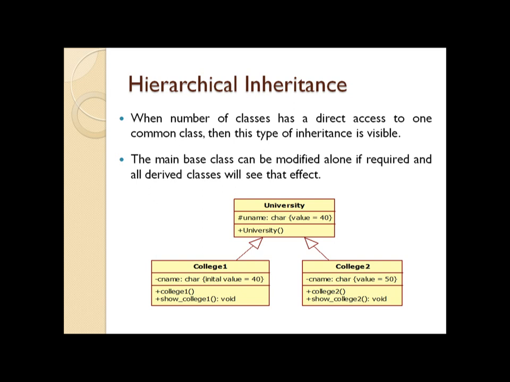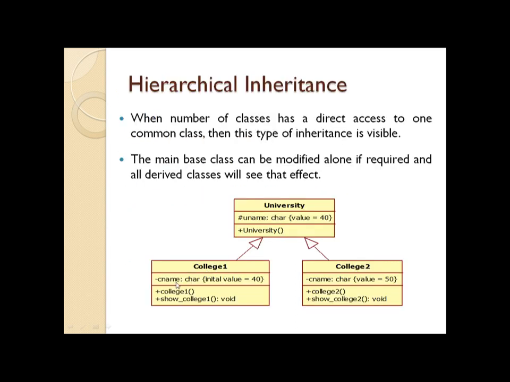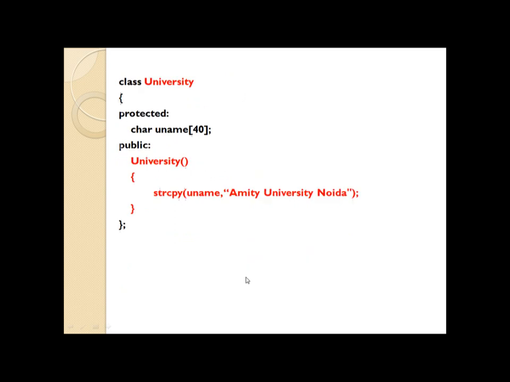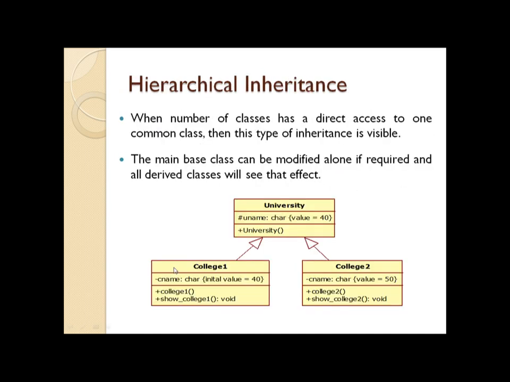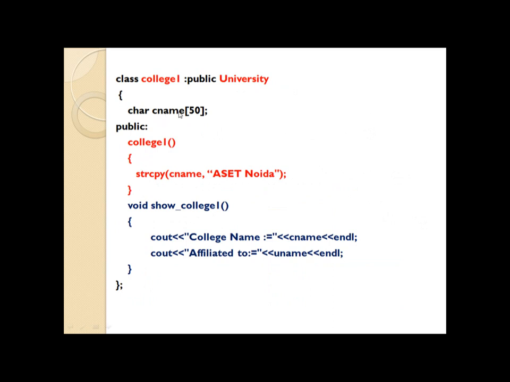Now for college 1, since you can see from the diagram, it is already depicted that college 1 is inherited from the university class. So here the new class is college 1, colon public, and the old class name is university. Here we have written a variable C name, length 40, of character type in the protected section. So u name 40, university, C name 50, college 1.